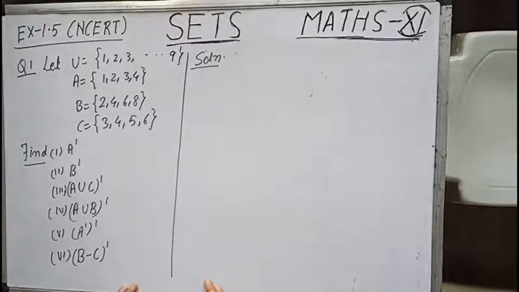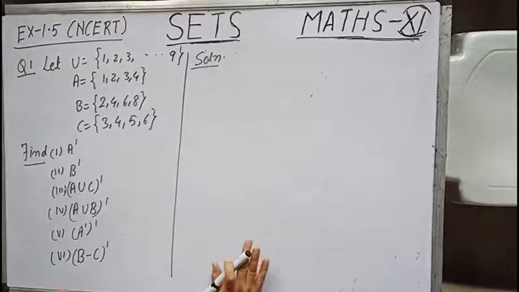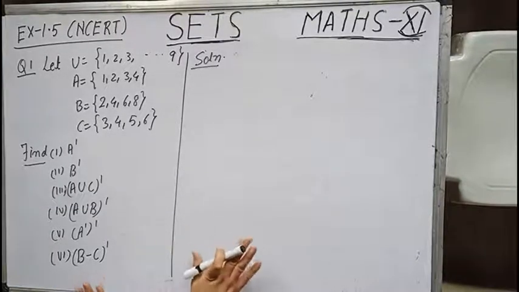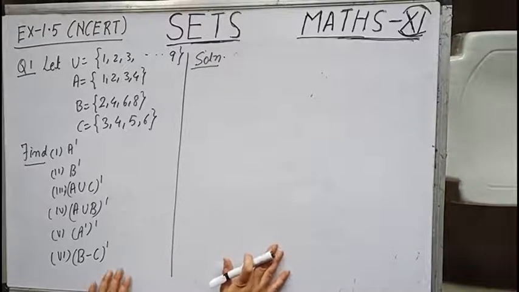Hello students, today we will be starting exercise 1.5 of NCERT of the chapter Sets. This exercise is based on the concept of the complement of sets, De Morgan's laws, and the other laws which we have done based on the properties of the complements of sets. So let us start. I repeat, children, exercise 1.5 is a very easy exercise. You try to do it on your own. If not, then only you refer to the video.